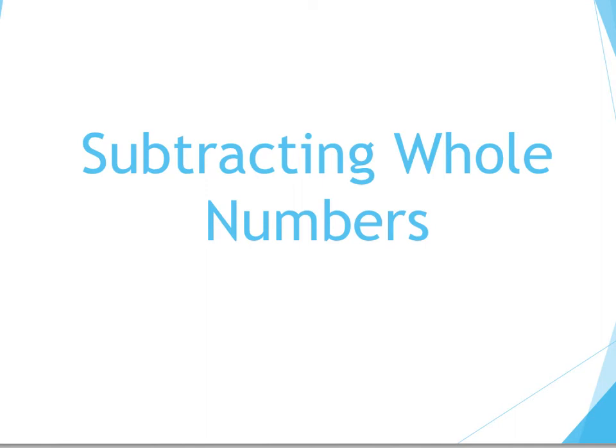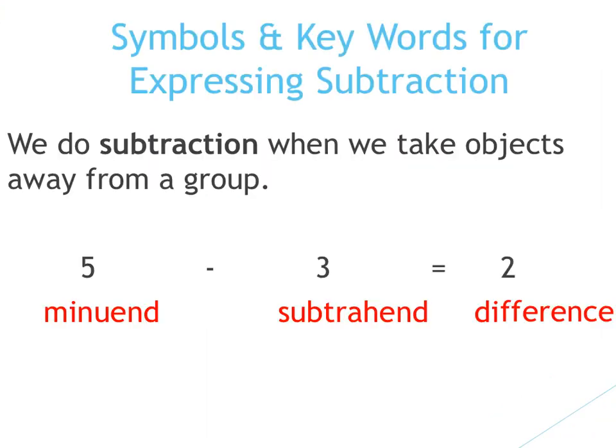This lesson is about subtracting whole numbers. When we want to talk about subtracting whole numbers, we're talking about taking objects away from a group. So if we have 5 objects in a group, and we want to take away 3 objects from that group, we're going to have 2 objects left.